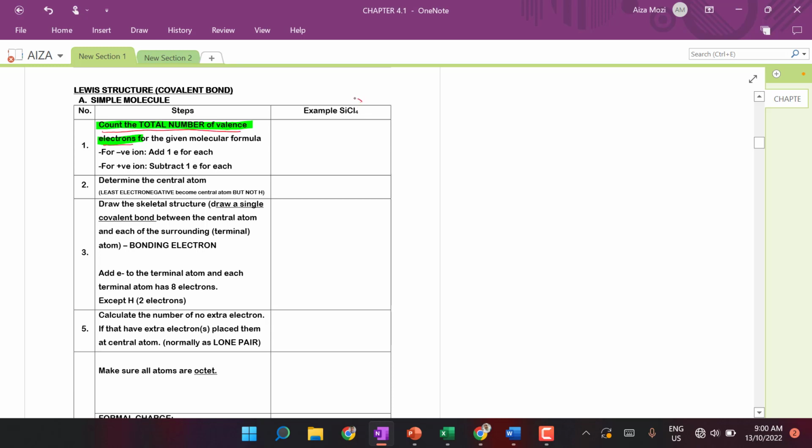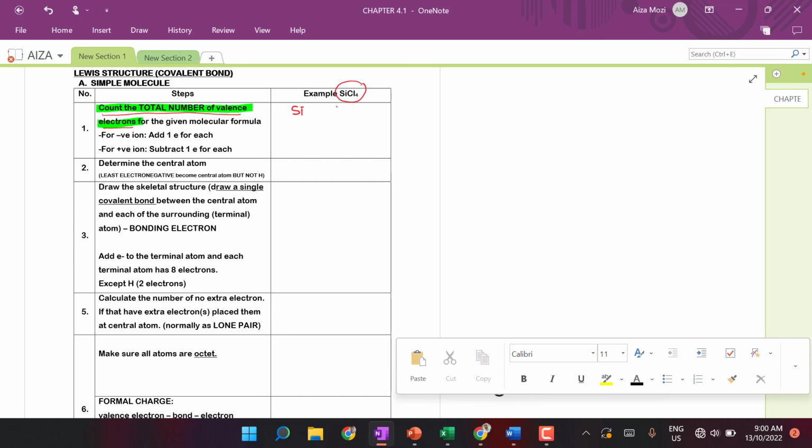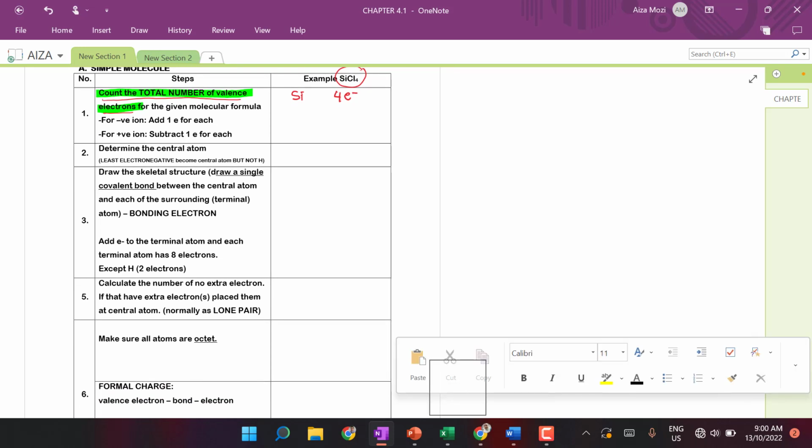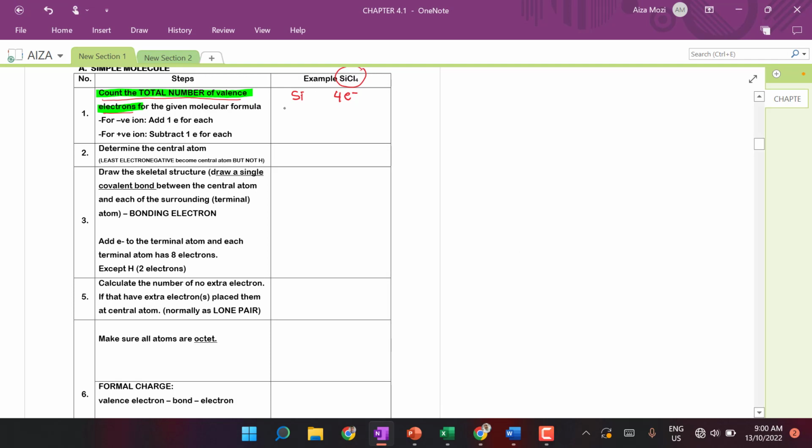So given here, Si is equal to 14, so Si has 4 valence electrons. Okay, chlorine, so we have 4 times chlorine. Chlorine is 17, so 7 valence electrons. So the total number of valence electrons is 32.